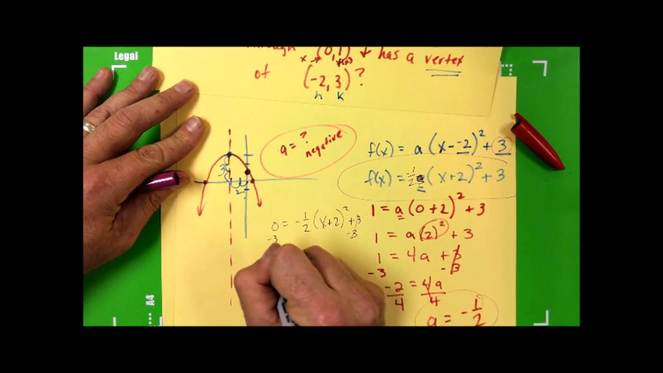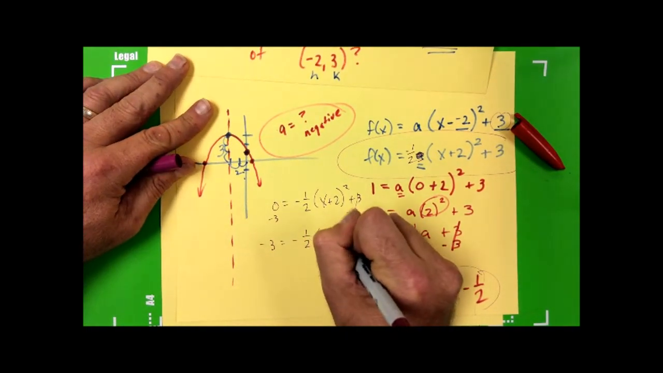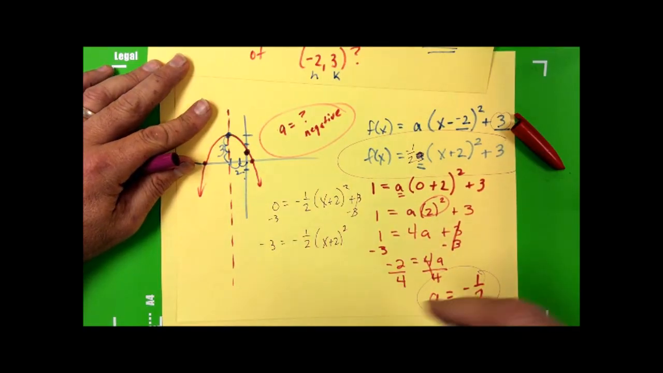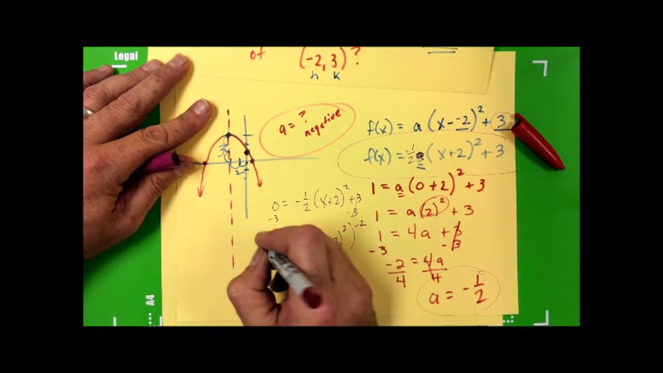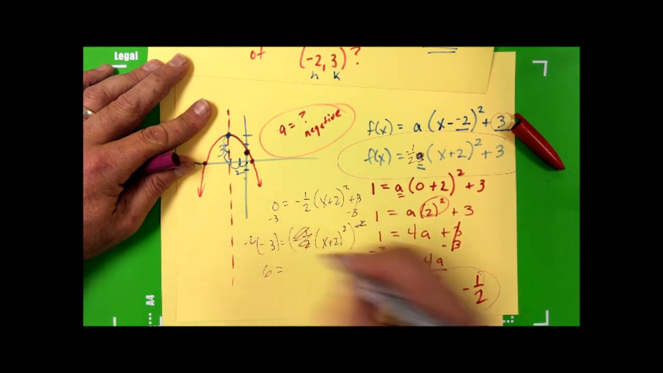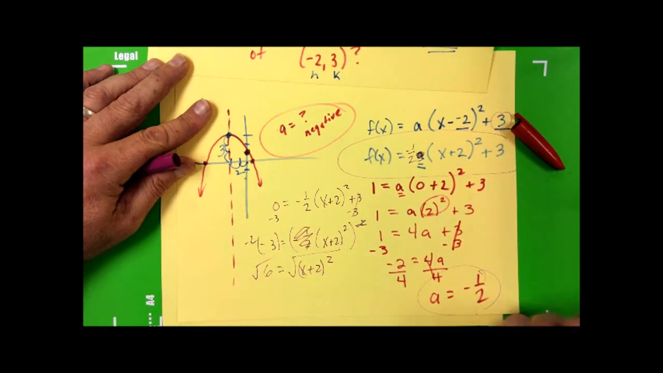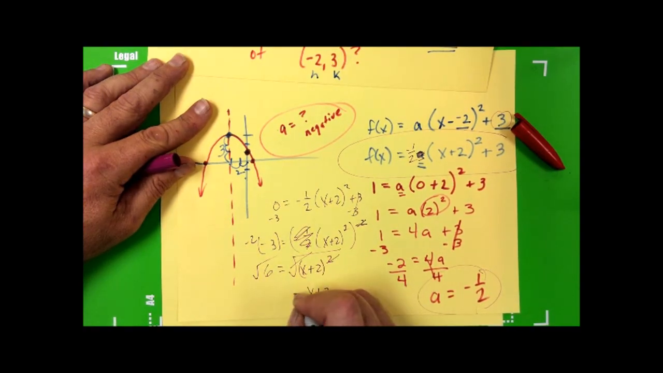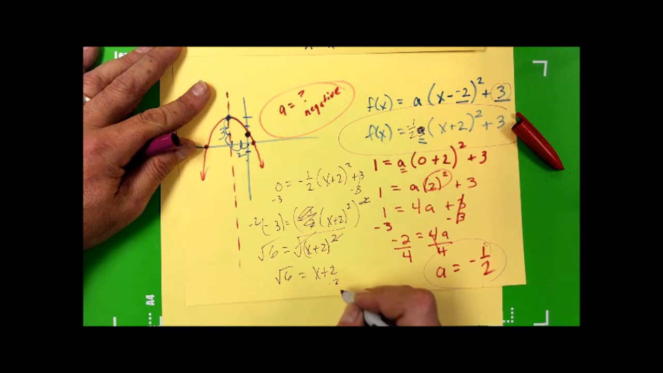-3 minus 3. Multiply both sides maybe by, I'm going to multiply by -2. Is that okay? That gives me 6 on this side. The -2 kills the -1/2. Root. Okay? And subtract. So this gives me what? Negative 2 plus and minus the root of 6.